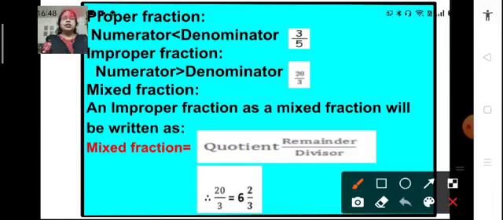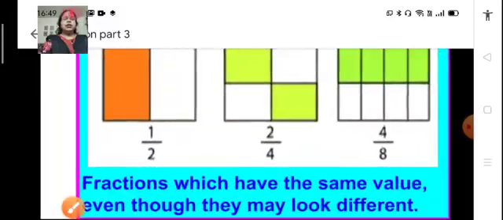And what are mixed fractions? Mixed fractions are a combination of whole and a part. Improper fractions can be represented as mixed fractions. The quotient becomes the whole and the remainder upon divisor is the part. So mixed fraction is equal to quotient remainder upon divisor. So the improper fraction 20 upon 3 can be represented as 6 2 upon 3. 6 is the whole part and 2 upon 3 is the fractional part. So this is a mixed fraction.